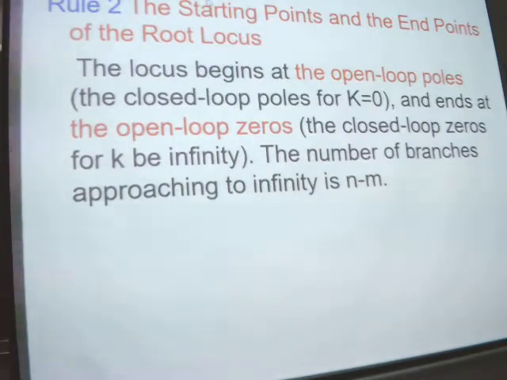The second rule is the start point and the end point of the root locus. The root locus begins at the open loop poles and ends at the open loop zeros. The closed loop zeros for K to infinity are empty. The number of branches approaching infinity is n minus m.